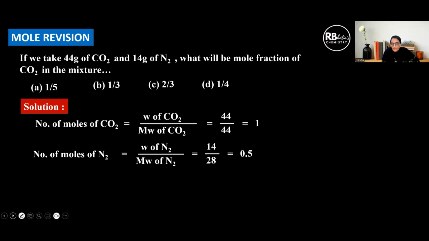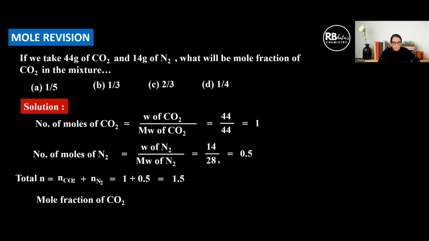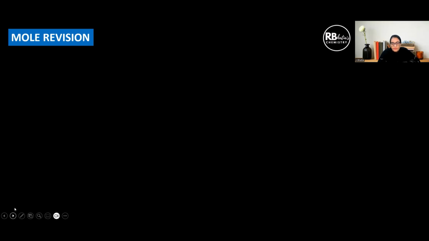That's half. And now the mole fraction of carbon dioxide is going to be the number of moles of carbon dioxide upon the total number of moles, NT. Mole fraction of carbon dioxide is going to be the number of moles of carbon dioxide upon total moles. That is 1 upon 1.5. We get it as 2 by 3.